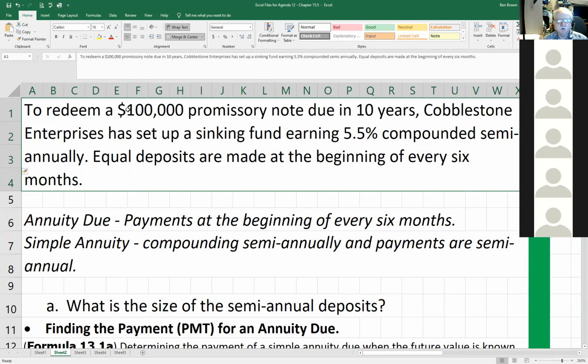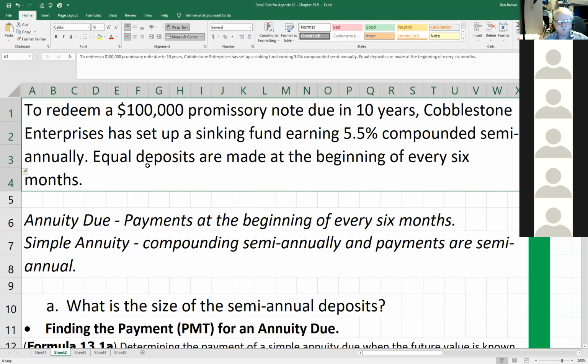So to redeem a $100,000 promissory note due in 10 years. So they know they're going to have to pay $100,000 in 10 years. They've set up a sinking fund, and in the sinking fund they're earning 5.5% interest compounded semi-annually. And they're going to make deposits at the beginning of every 6 months.